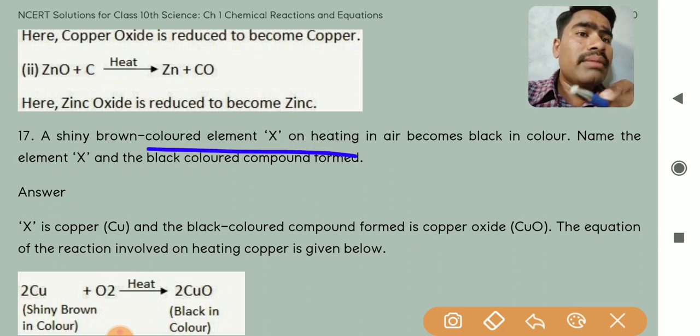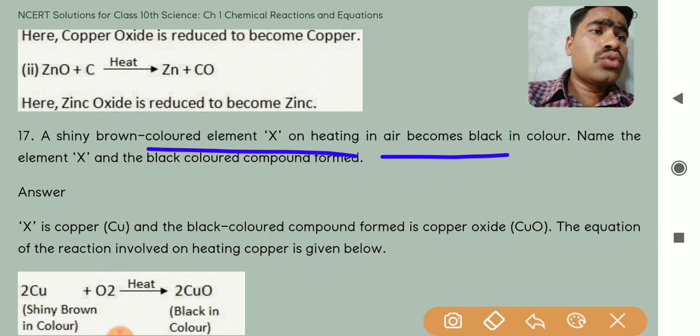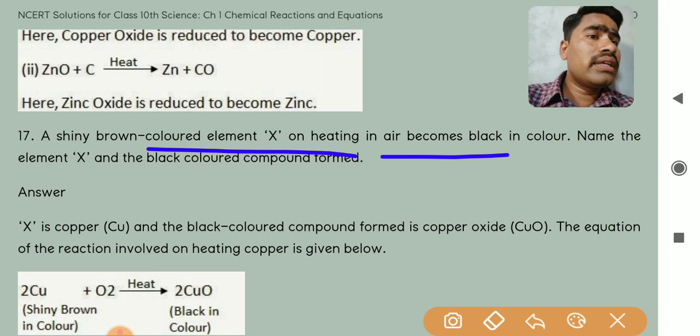So the next question is, a shiny brown colored element X on heating becomes black in color. Shiny brown color is copper. When heated it becomes black. So the black coating is of oxide. When copper is heated, it combines slowly with oxygen and forms a black coating on its surface, and that black coating is of copper oxide.